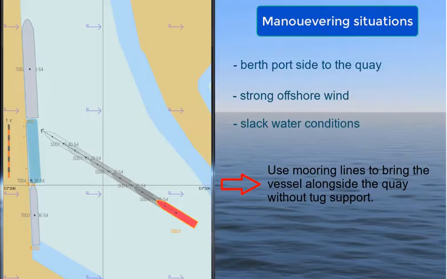In this situation, because of the strong offshore wind and limitation of water room, and without tug support, it is required to send proper ropes to the quay. Then adjust the rope's length and tension to bring the ship alongside the quay.